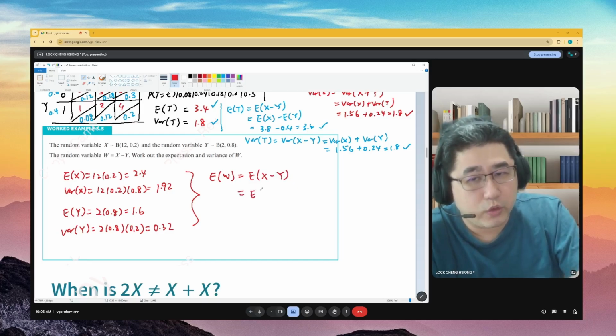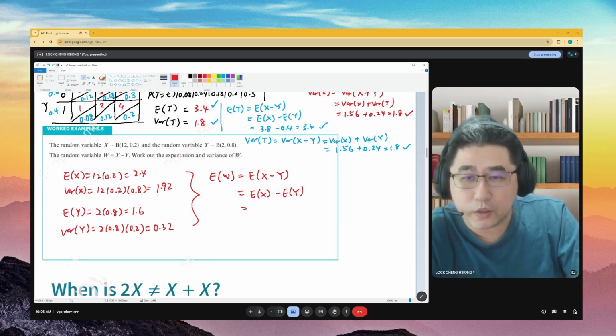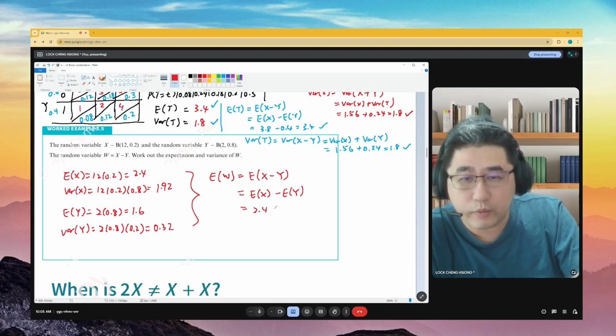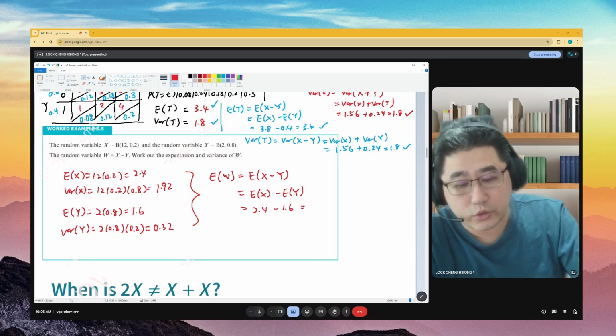So from here, to calculate expected value of W, which is expected of X minus Y, according to the rule, will be expected of X minus expected of Y. So 2.4 minus 1.6 gives you 0.8.